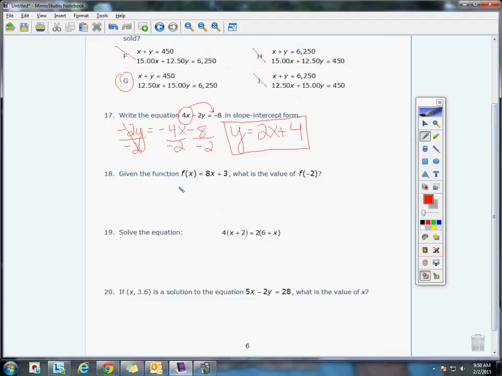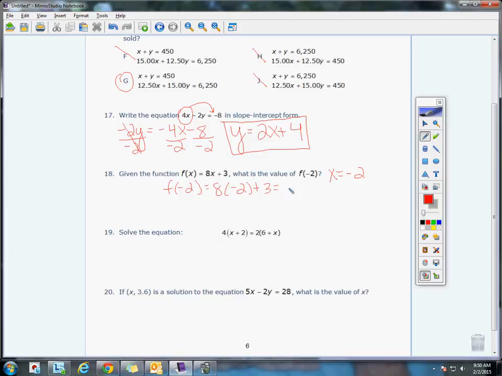Okay, number 18. Given the function f of x equals 8x plus 3, what is the value of f of negative 2? Now, if you look, f of x is inside the parentheses, negative 2 is inside the parentheses. What this means is that x is equal to negative 2. So we're going to plug that in. F of negative 2 is equal to, everywhere we see an x, we're going to plug in negative 2. 8 times negative 2 plus 3.